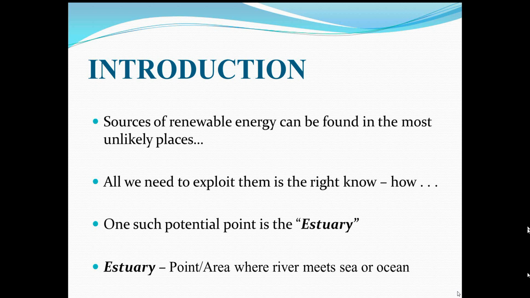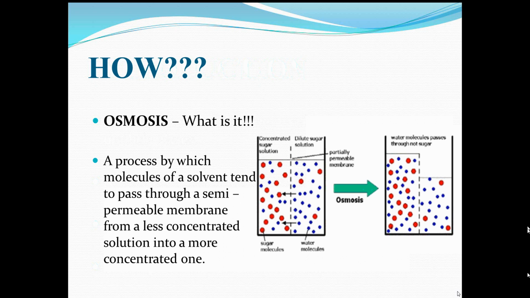One such potential point which can be a renewable source of energy is the estuary. What is this estuary? An estuary is a point or area where a river meets the sea or ocean. That means the river's fresh water meets the salt water or saline water of the sea or ocean. How would this point help us in generating energy? A simple phenomenon helps: osmosis.